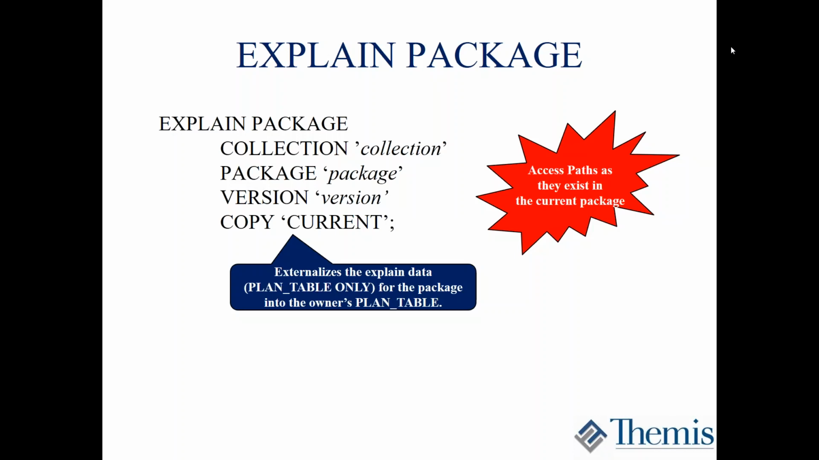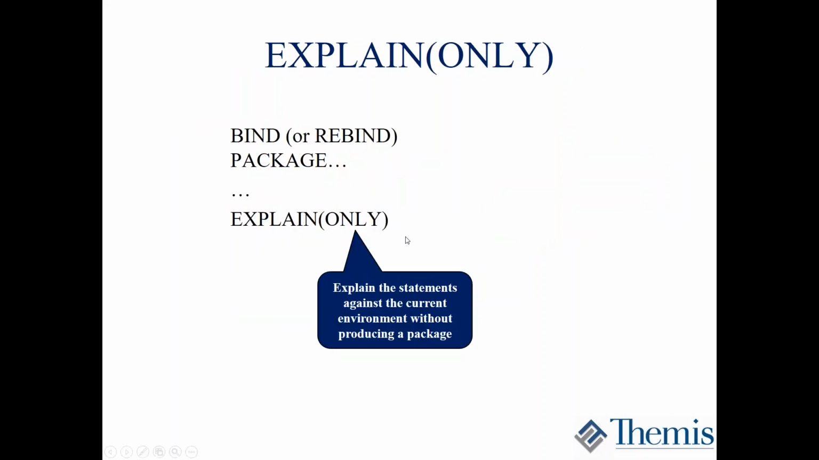So even if I did the bind explain no originally, or I did the bind with explain yes, but I lost the plan table, I can reproduce it using this explain package. So this is not the access paths as they would exist if I bound today. This is the access paths that were generated at the time of the bind, whenever that was. Okay, this could be helpful for us. We'll see just how helpful maybe in a little bit.